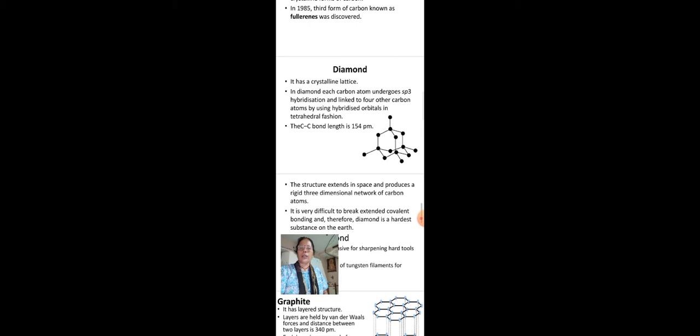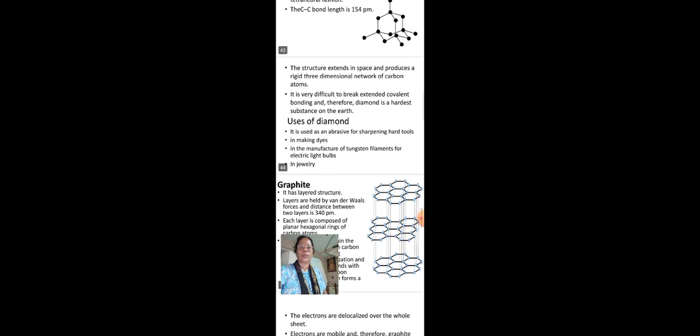In diamond, each carbon atom undergoes sp3 hybridization and is linked to 4 other carbon atoms using hybridized orbitals in a tetrahedral fashion. The carbon-carbon bond length is 154 picometer, that is pm. The structure extends in space and produces a rigid three-dimensional network of carbon, which is shown. It is very difficult to break the extended covalent bonding, and therefore diamond is the hardest substance on earth.